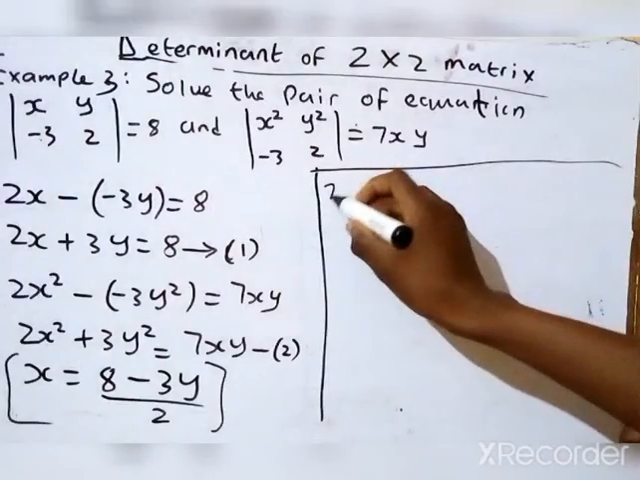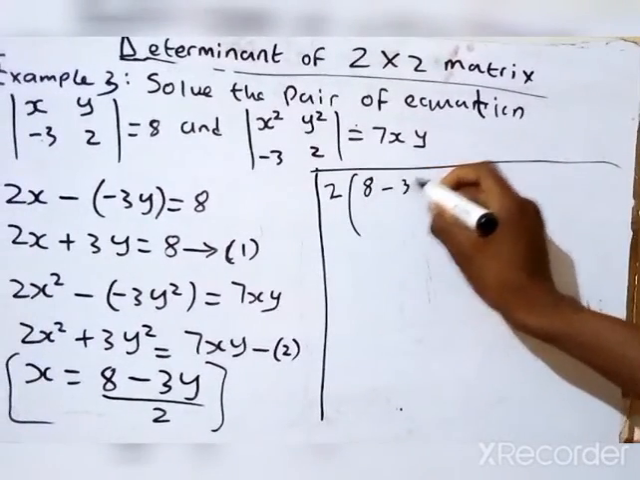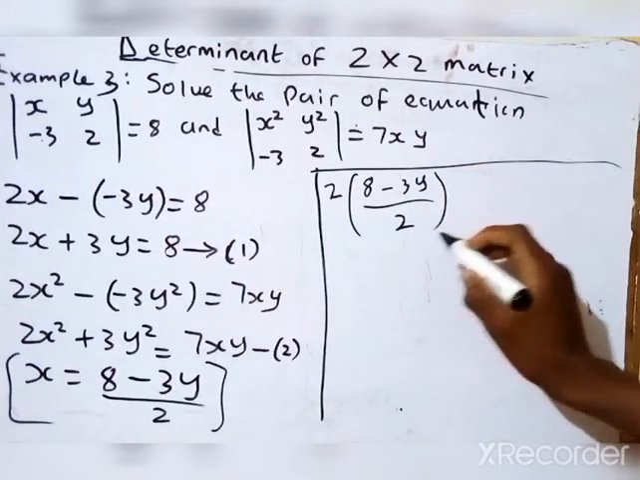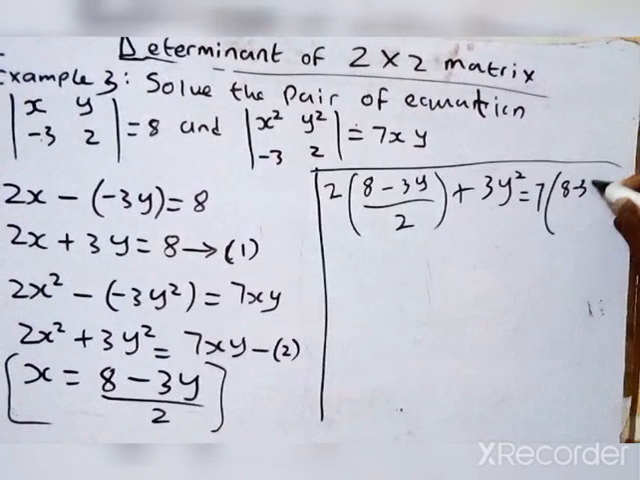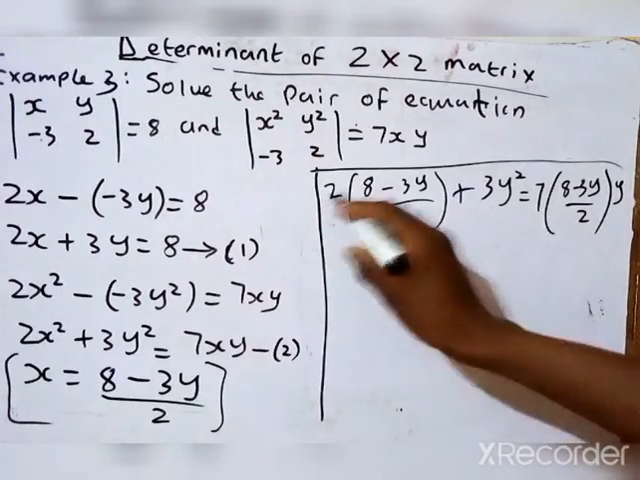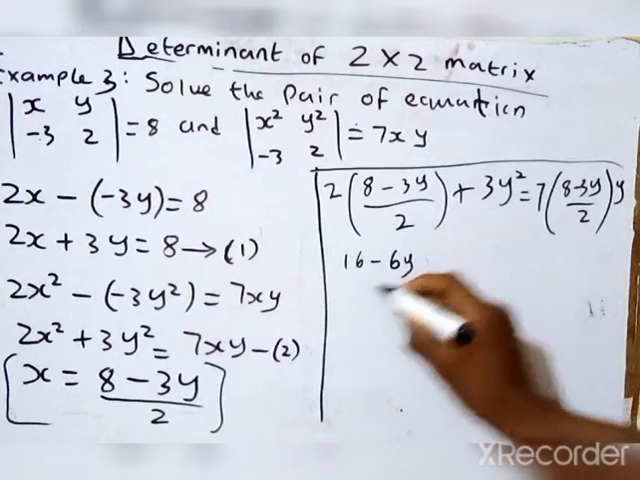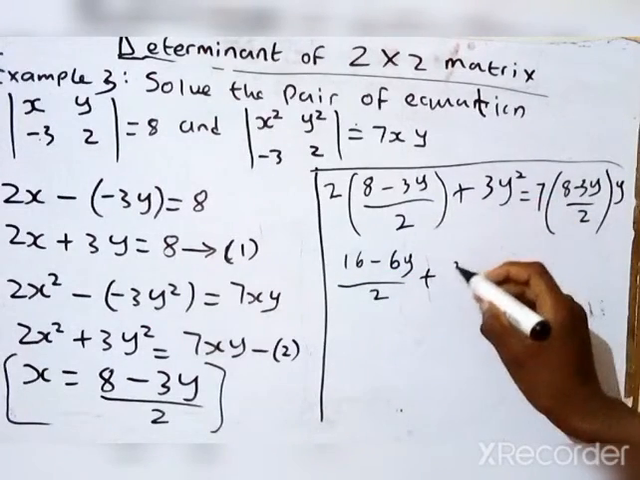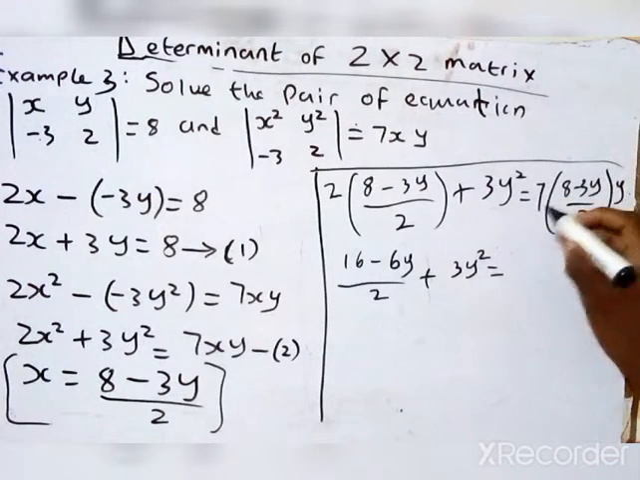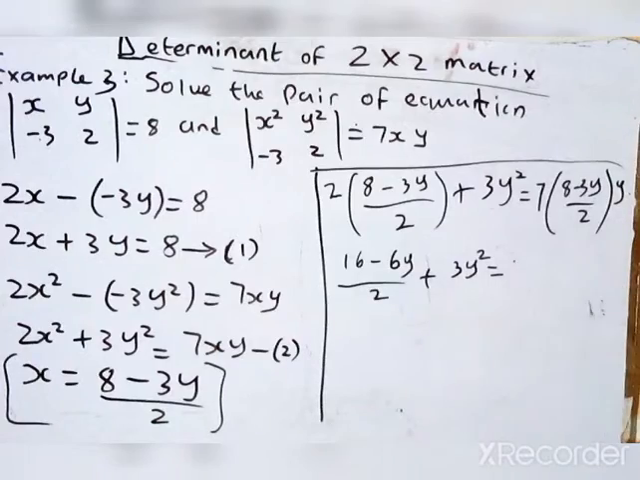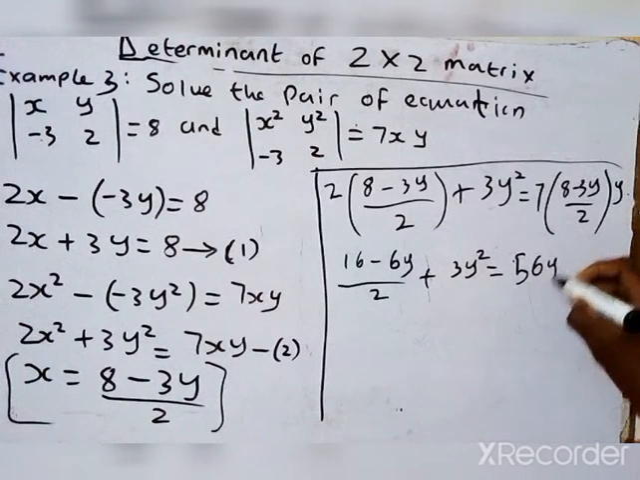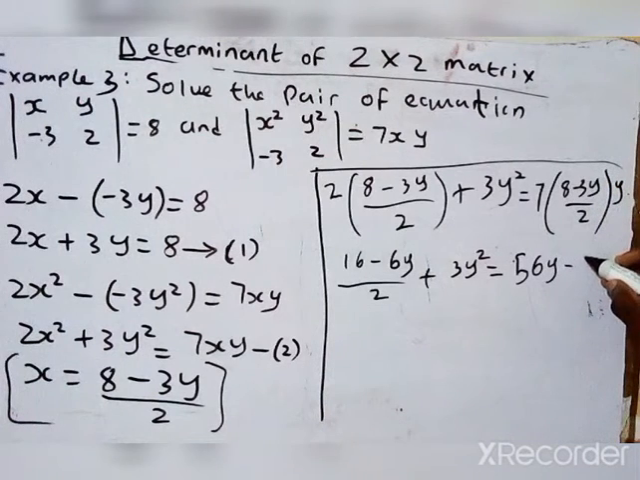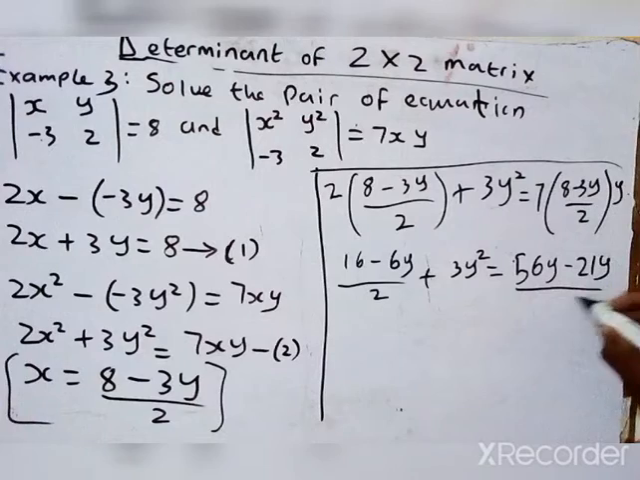We now have 2 into bracket, our x, 8 minus 3y all over 2 close bracket, plus 3y squared equals 7 into bracket 8 minus 3y over 2 close bracket, times y. We can expand by saying 2 times this, we have 16 minus 6y over 2, plus 3y squared. Because 7y times this, we have 7 times 8, 56y, minus 7y times 3y, that's 21y squared all over 2.